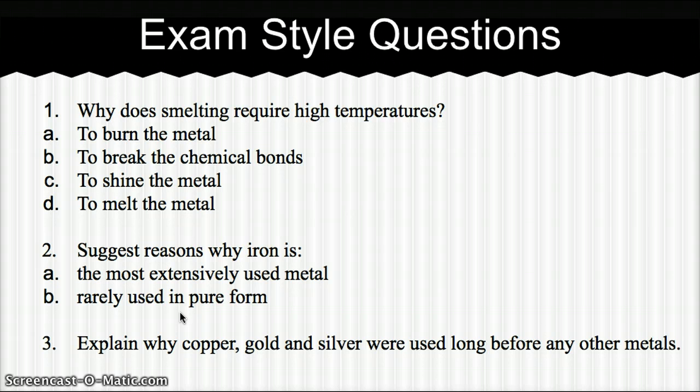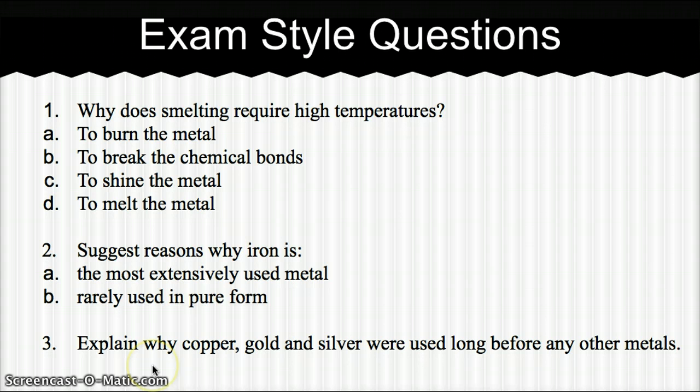So, iron is the most extensively used metal because iron is a major constituent of steel, and steel is a widely used building material. In addition, iron is the second most abundant metal in the Earth's crust. Iron is rarely used in pure form. In other words, the disadvantages of iron are that iron is easily corroded in combination with air and moisture to form rust.